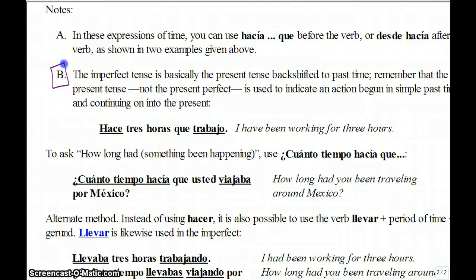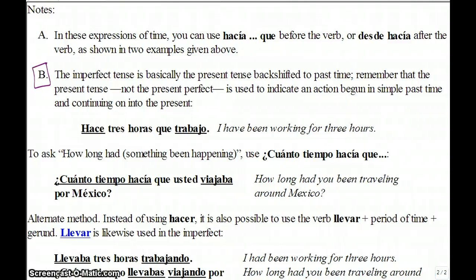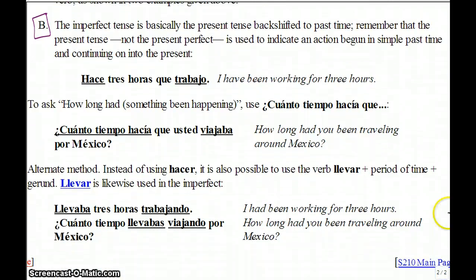Part B really explains this well. The imperfect tense is basically the present tense backshifted to past time. Remember that the present, not the present perfect, is used to indicate an action begun in simple past time, continuing on to the present. So this is a really good description of it. I have been working for 3 hours. When you say hacía 3 horas que trabajo, I had been working for 3 hours. So a lot of you may mistake this for the present perfect, but it's in fact not.